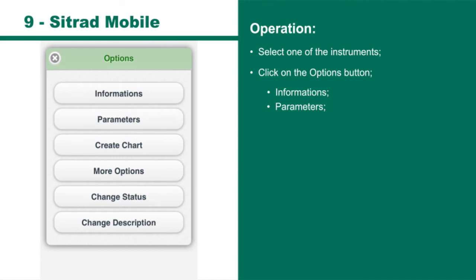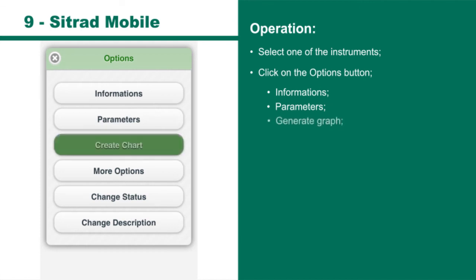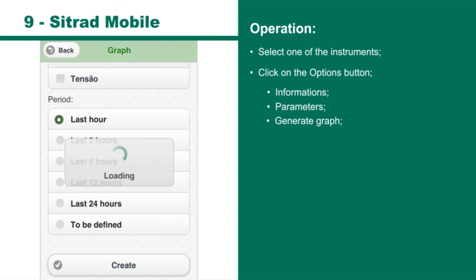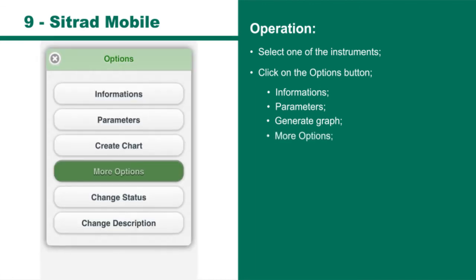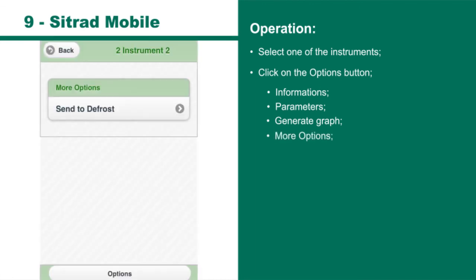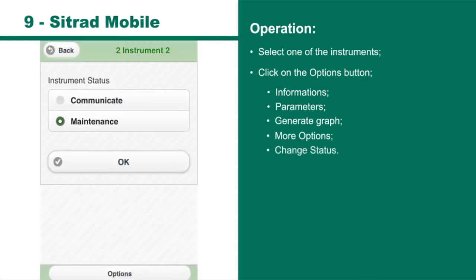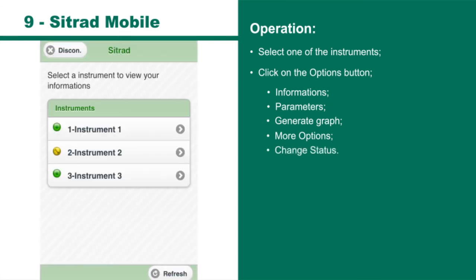Returning to My Options. We still have options to generate graph. More options. In the case of our instrument, we can drive the defrost. And change status, where we can disable the instrument, following for maintenance or communication to activate it.